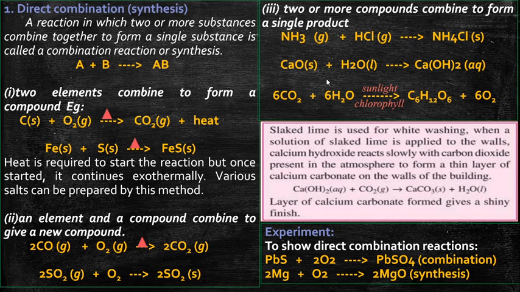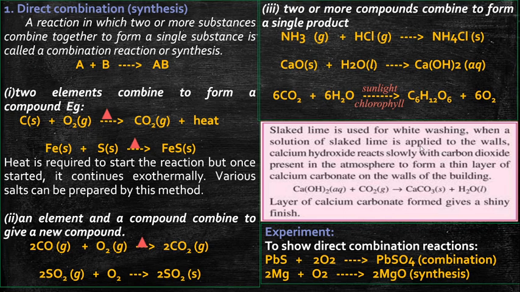Further, we can take calcium oxide as an example. This calcium oxide is otherwise known as quicklime. It reacts with water and produces calcium hydroxide, which is in an aqueous state, and this calcium hydroxide is known as slaked lime.